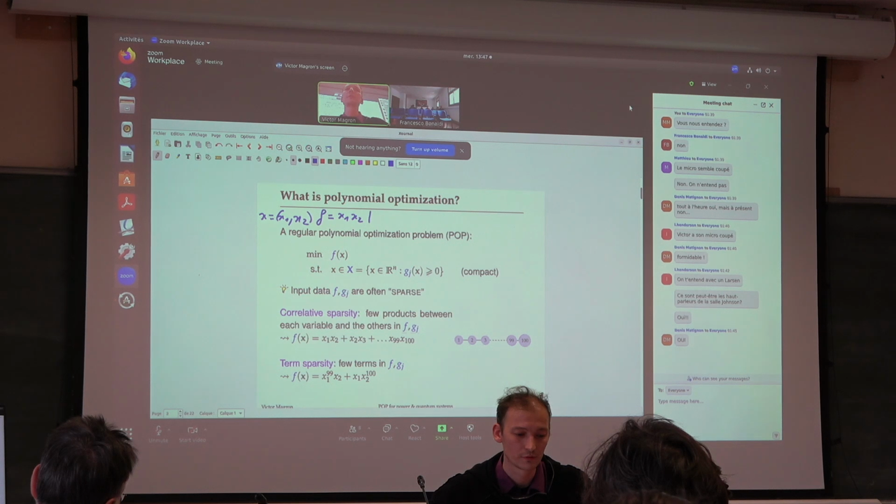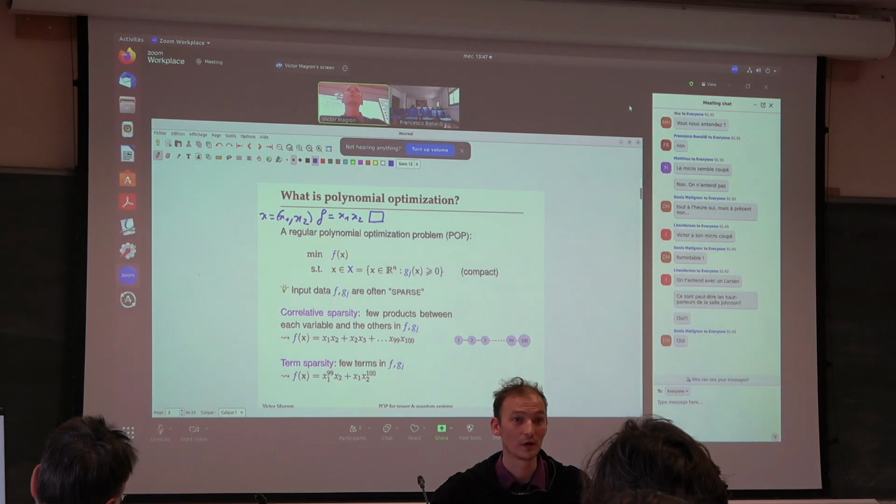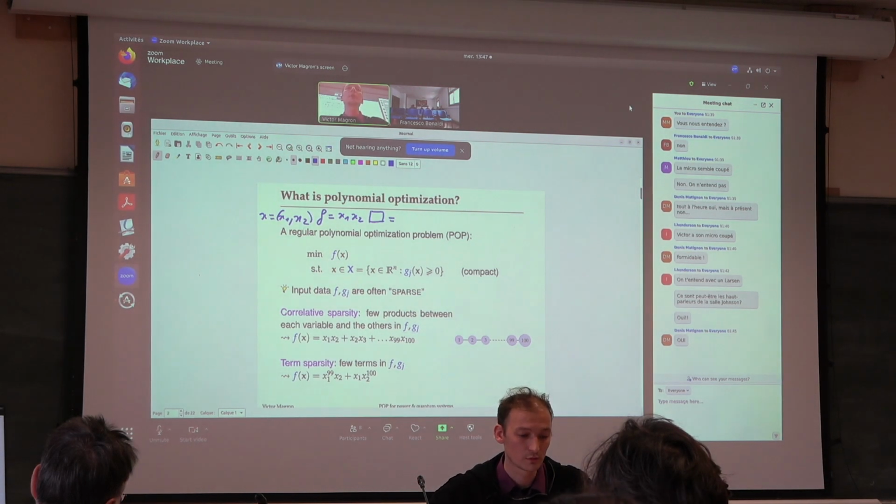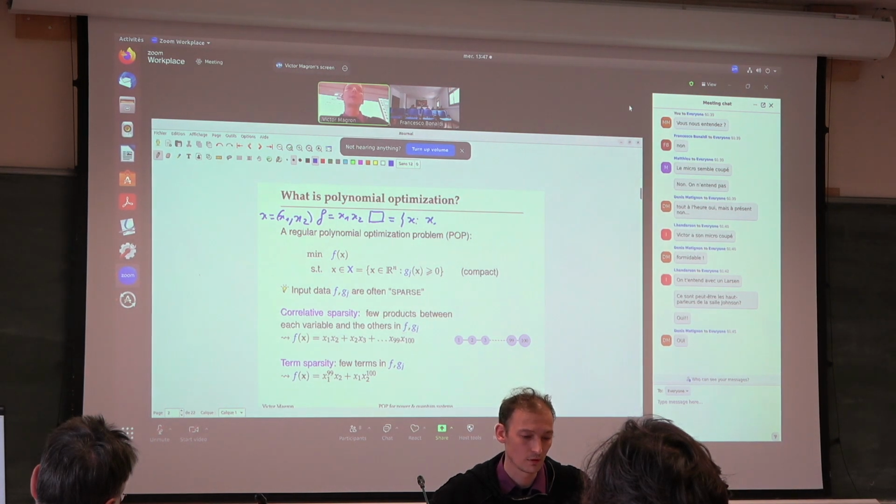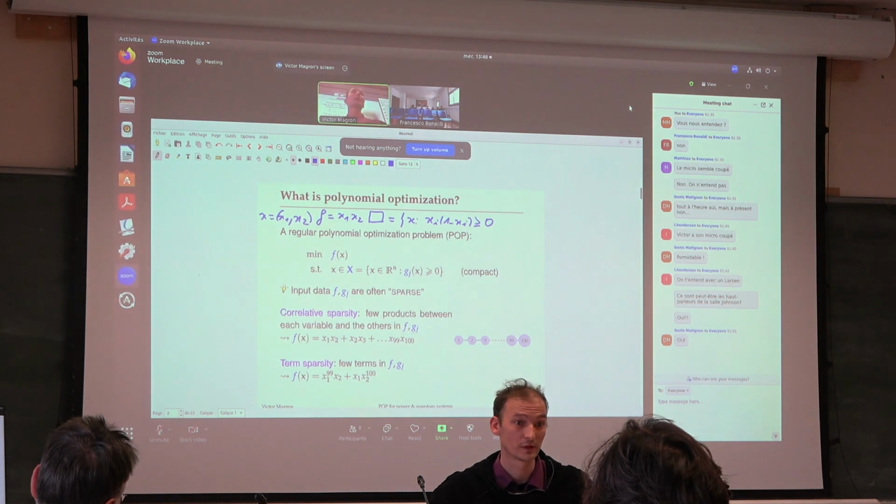For instance, the constraint set is the unit box, and you can describe this box as the set of variables satisfying these inequalities. Each xi must be between 0 and 1, and you have many ways to encode it, but this is one way with a degree 2 polynomial. For simplicity, I will assume that the set of constraints is compact, because everything is easier to explain, but many things also work in the non-compact case.